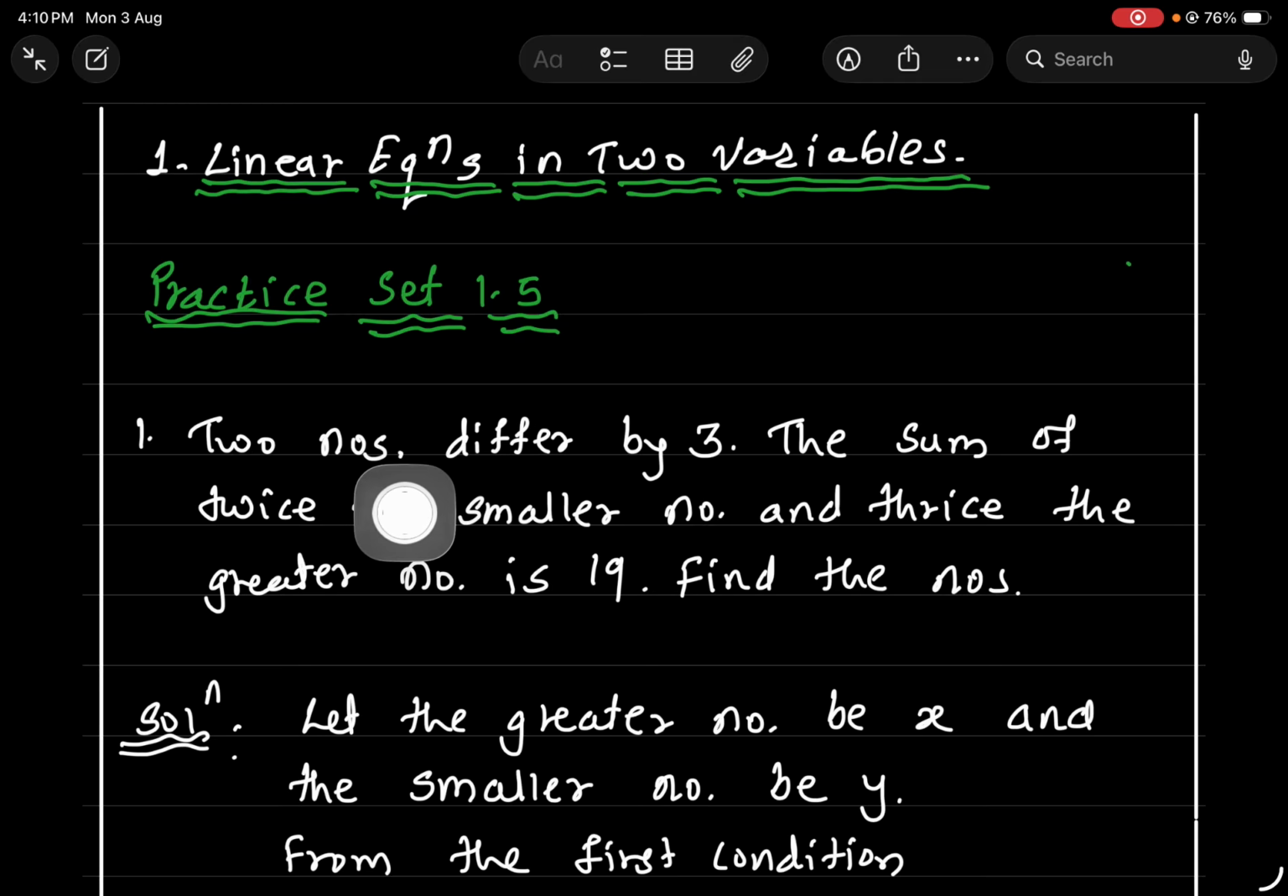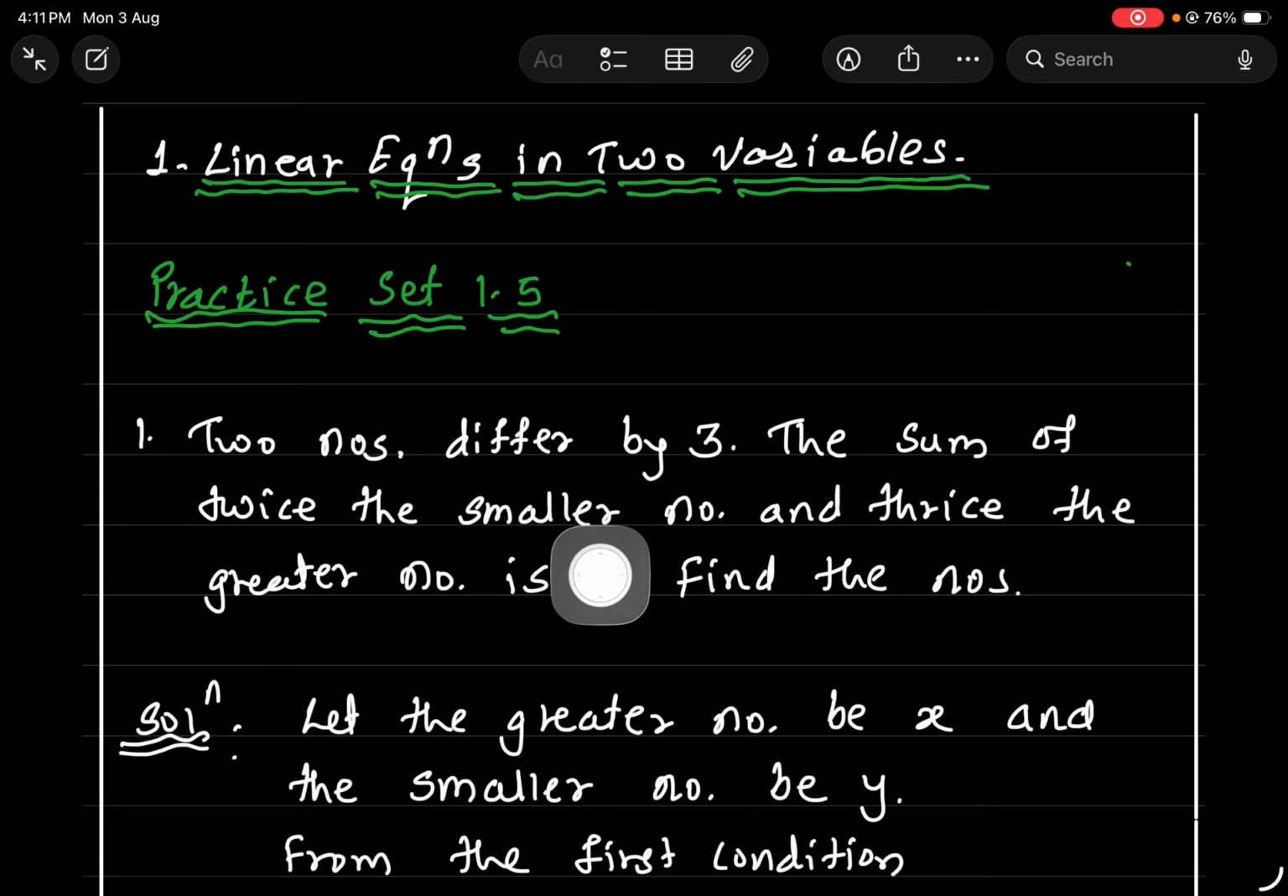Here first, two numbers differ by 3. The sum of twice the smaller number and thrice the greater number is 19. Find the numbers. So very simple here. See here, two numbers differ by 3. Of course two numbers are there, and if they are not the same, then one number will be smaller and one number will be greater.